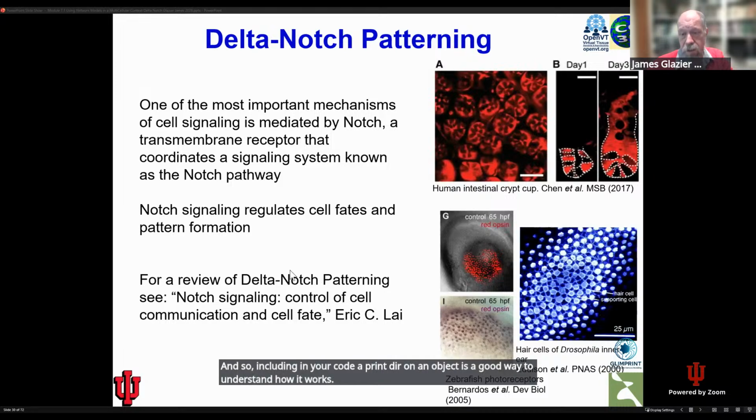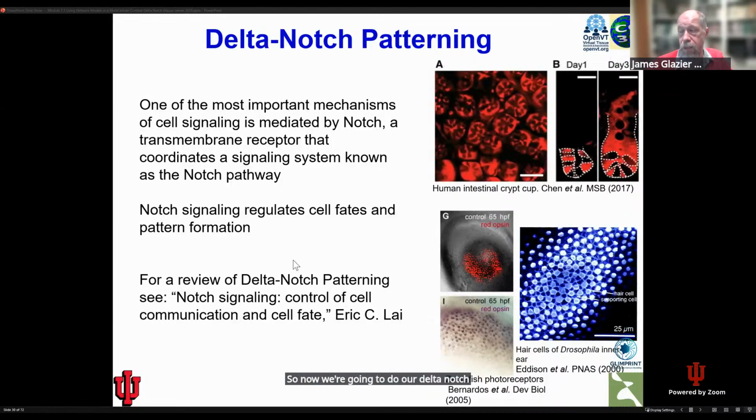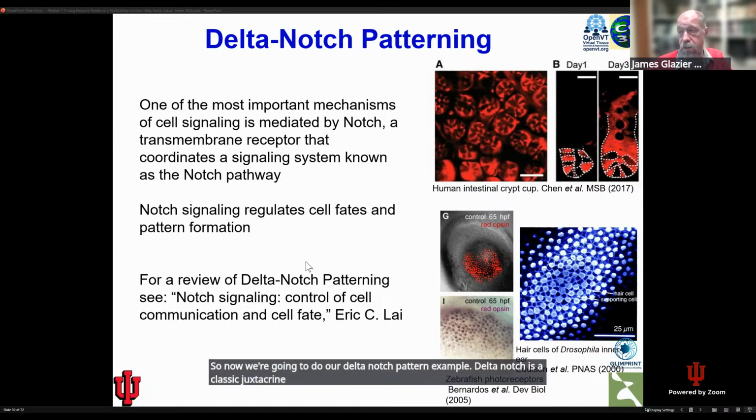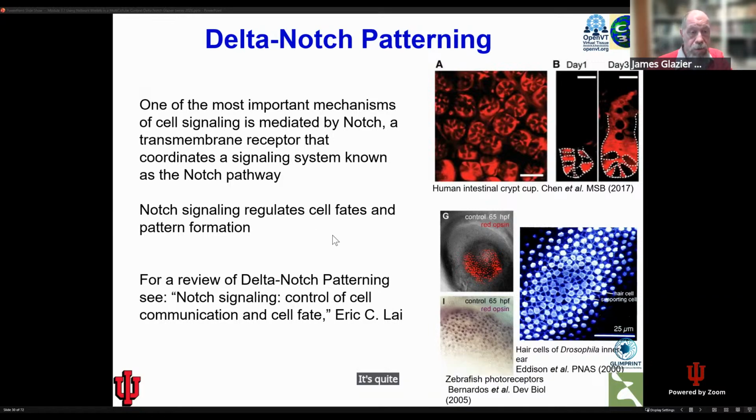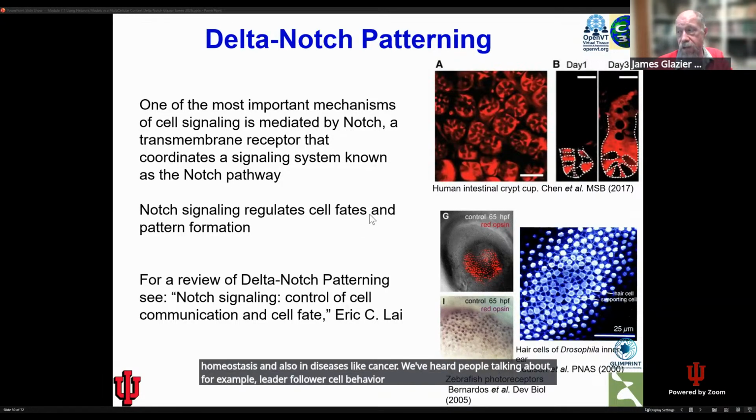So now we're going to do our delta notch patterning example. Delta notch is a classic juxtacrine signaling mechanism between cells that are touching each other physically. It's quite important in development, in wound healing, in homeostasis, and also in diseases like cancer. We've heard people talking about, for example, leader-follower cell behavior. A lot of times that's regulated by delta notch.